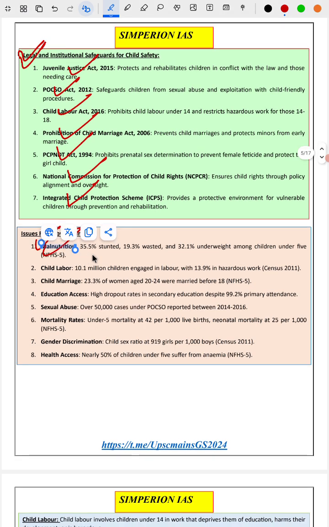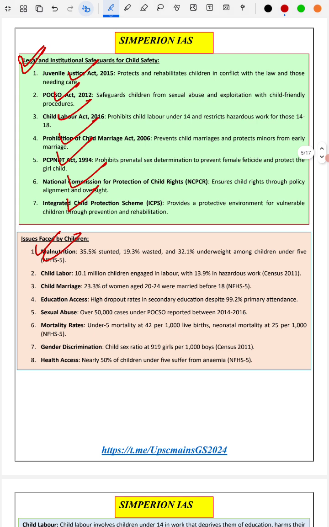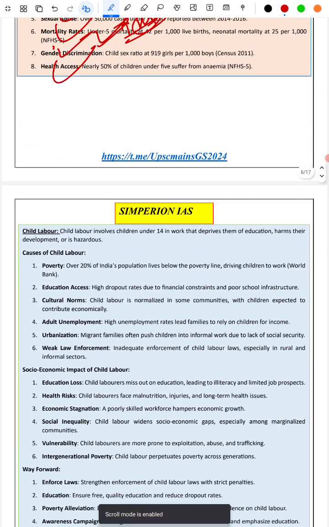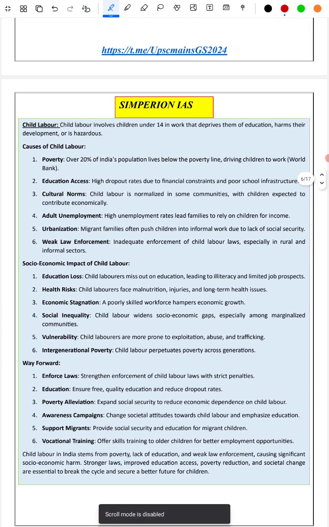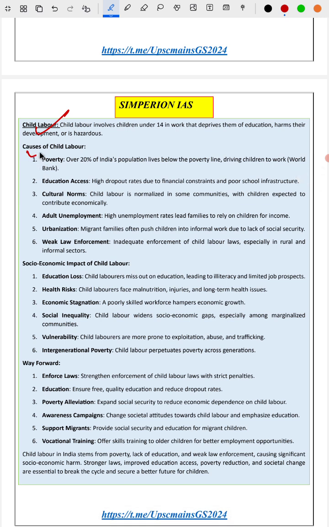Next we have covered what are the issues faced by the children, very normal issues usually known to the aspirants, that is malnutrition, child labor, child marriage, education access, sexual abuse, mortality rates, that is IMR, under-5 mortality, gender discrimination, health access. Next we have covered the topic of child labor, the causes for child labor, the socio-economic impact of child labor, and the way forward. See, very general topics.